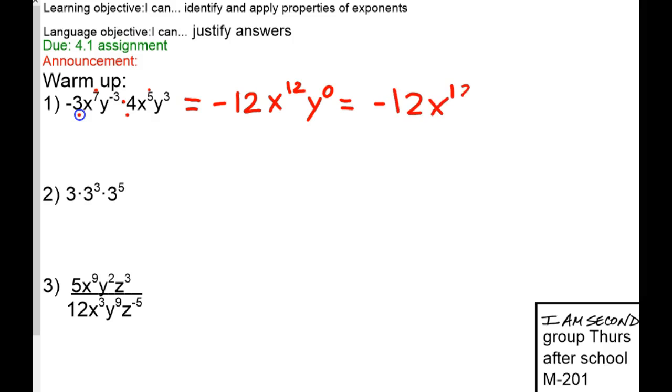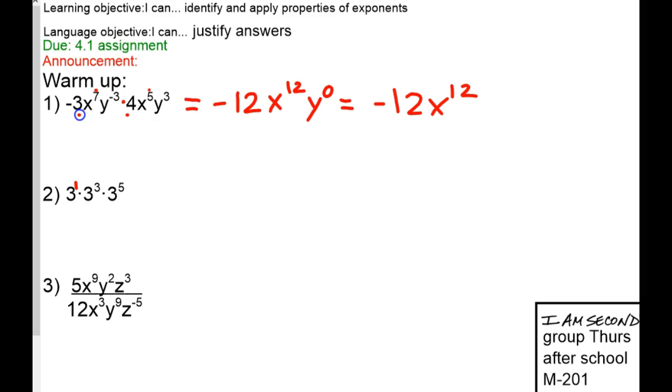So final answer is really negative 12, x to the power of 12. Cool? You don't need the y to the 0 power. Next. No power means what? 1.